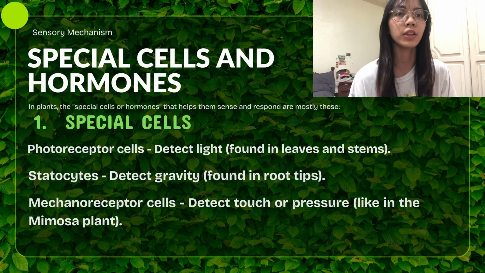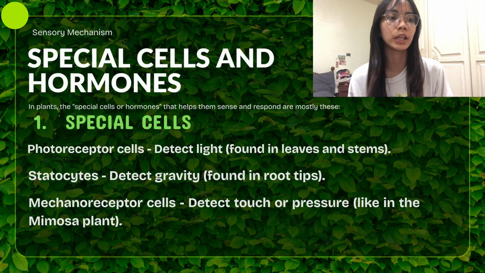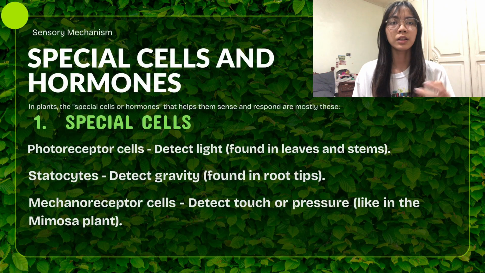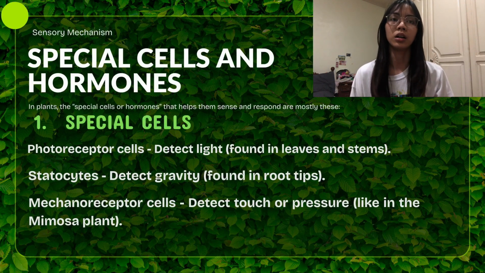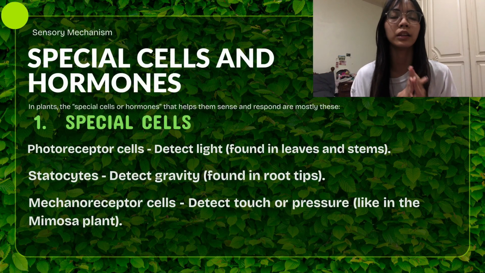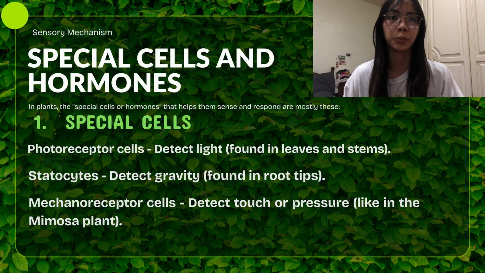It is found in leaves and stems. Just like I said earlier, it detects light. It acts upon light. It sends those signals to the brain, and the brain interprets them.